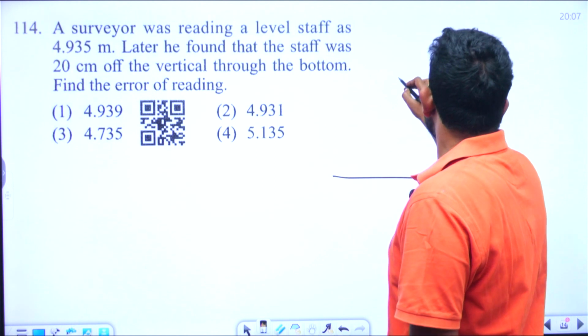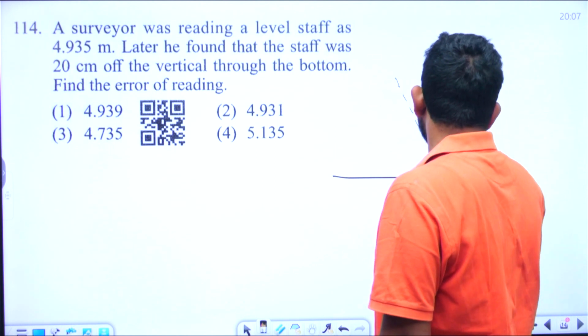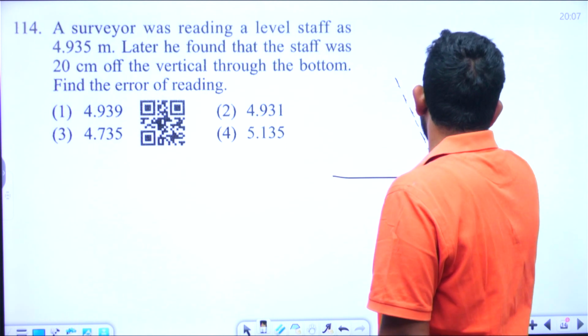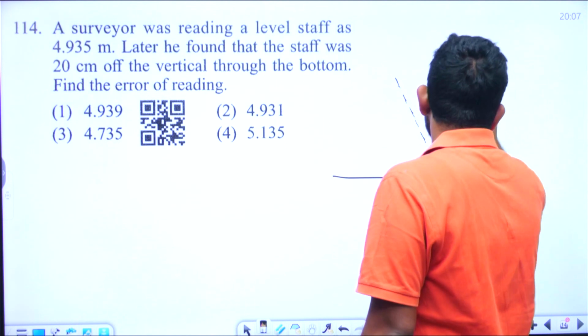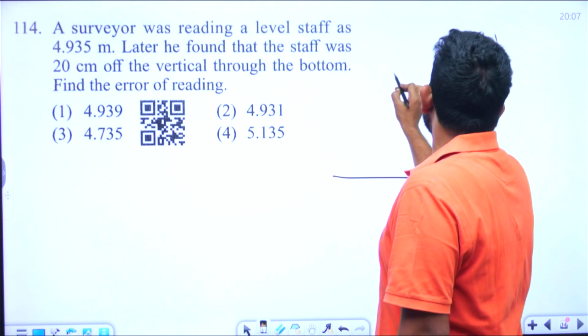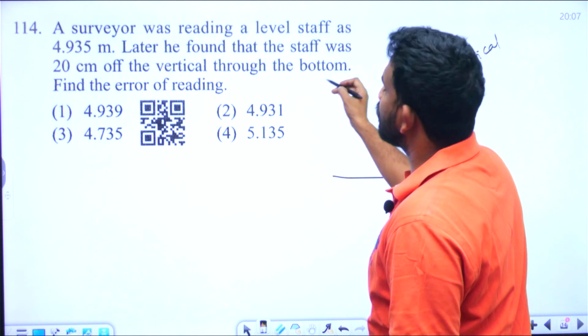So later he found that it is 20 centimeters off the vertical. So this is the vertical line, right? The vertical line. So now, off this vertical, it is 20 centimeters off.